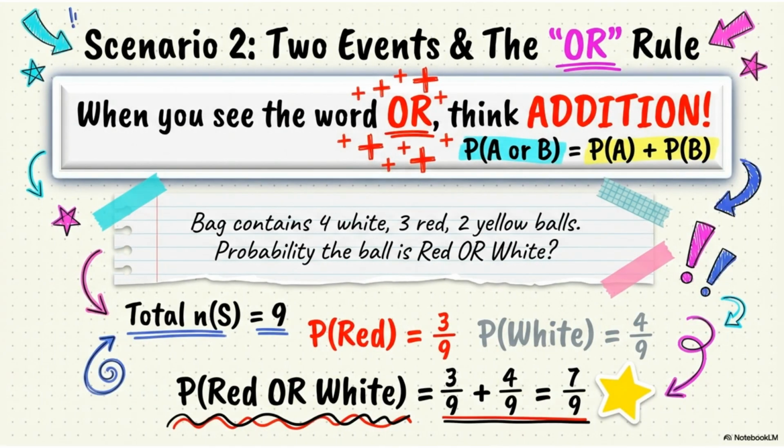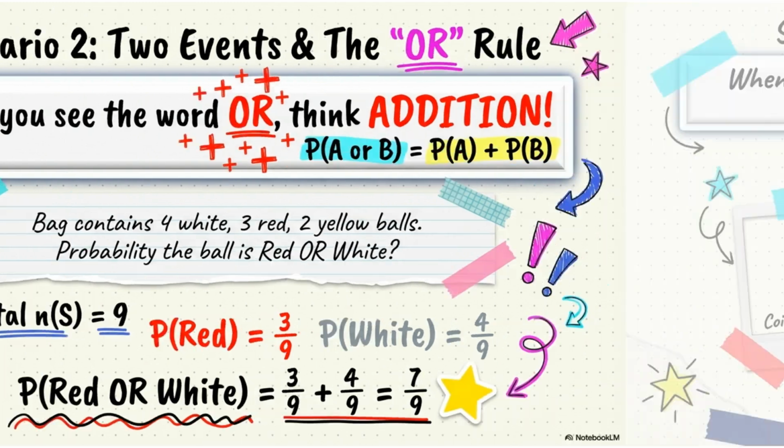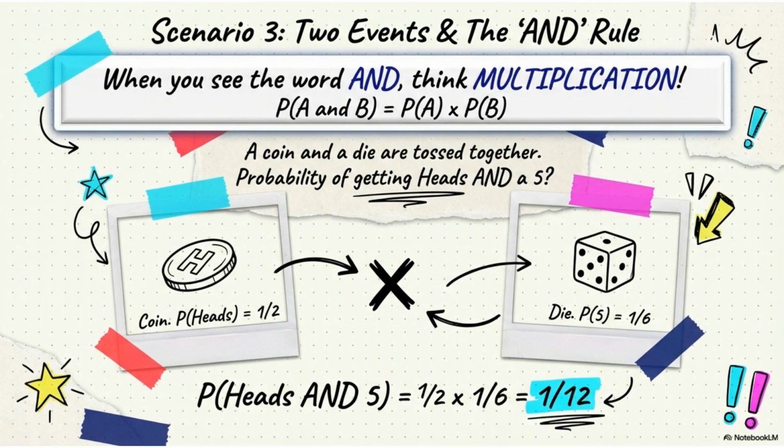When dealing with two events and you see the word OR, think addition. You add the probabilities of the individual events together to find the probability that either one occurs. Conversely, when you see the word AND, think multiplication. You multiply the probabilities of the two events to find the likelihood of both occurring together, such as getting heads on a coin and a 5 on a die.